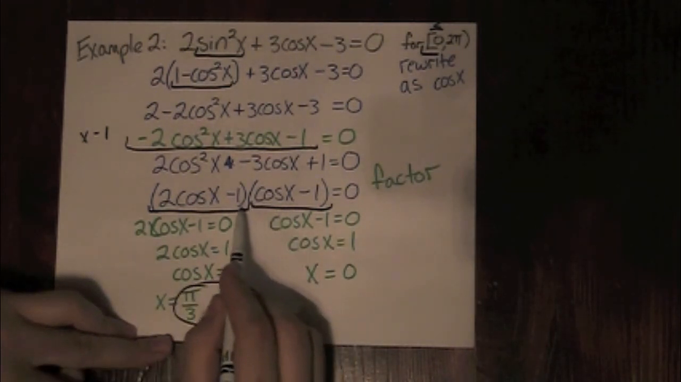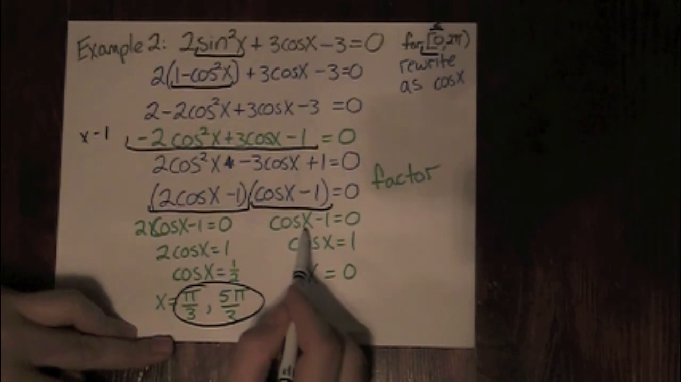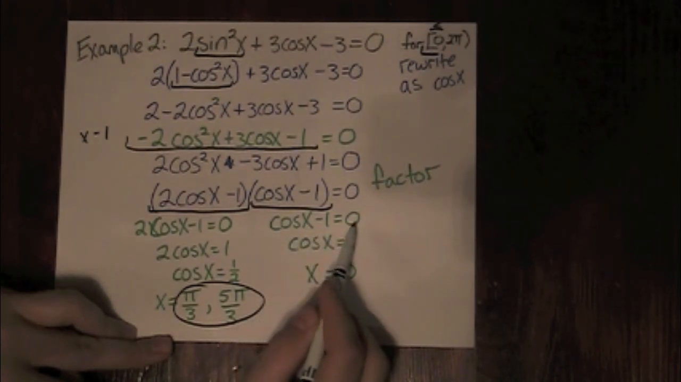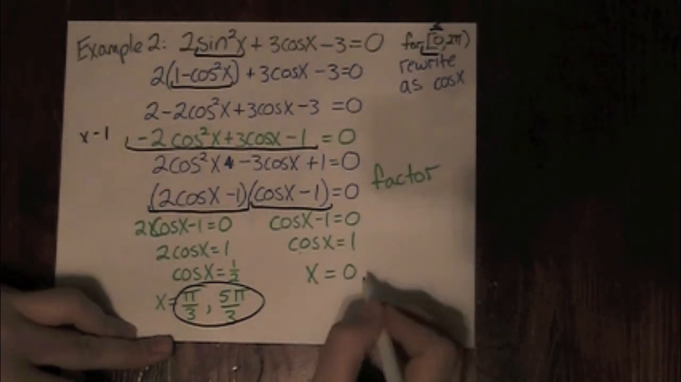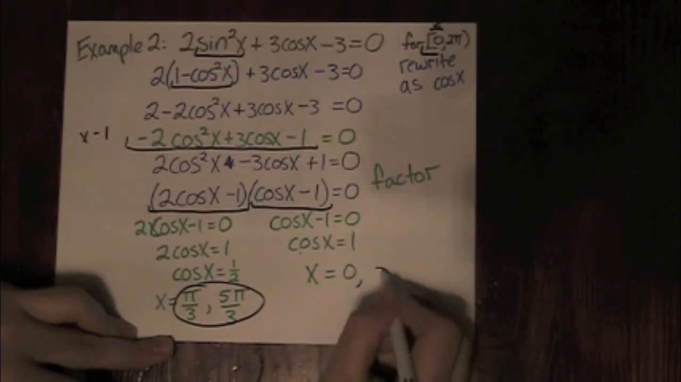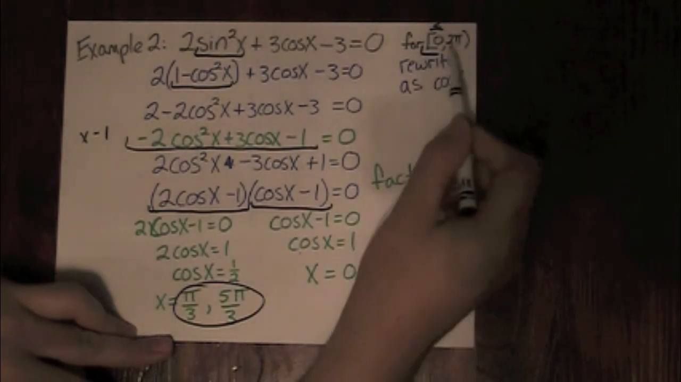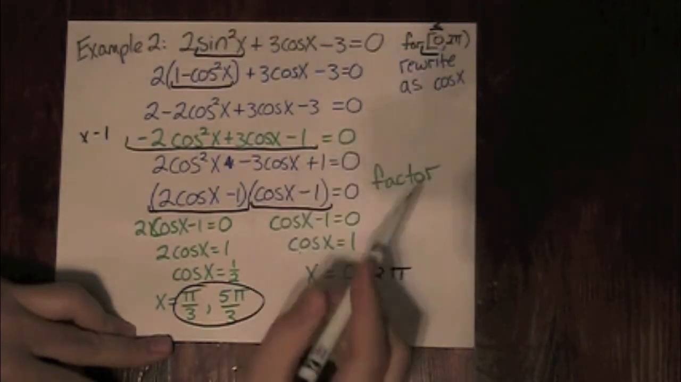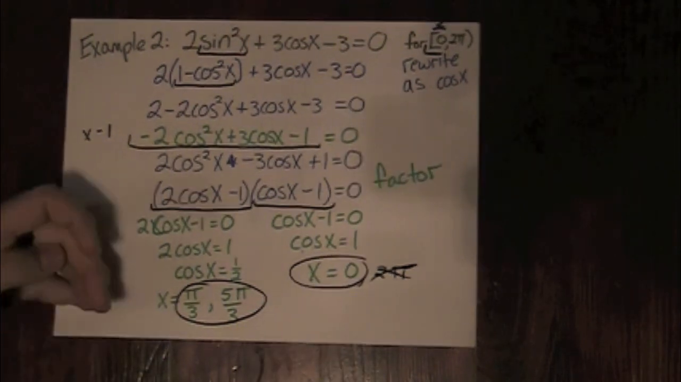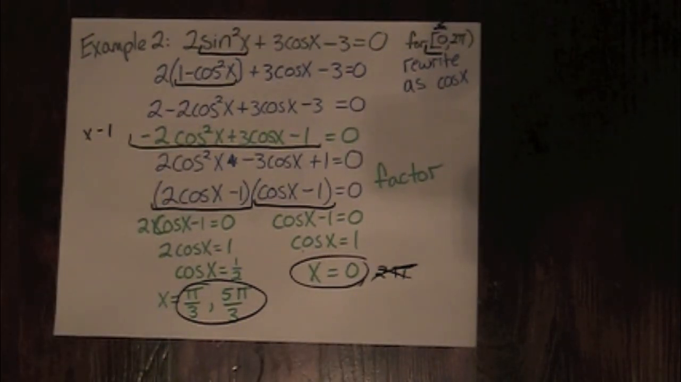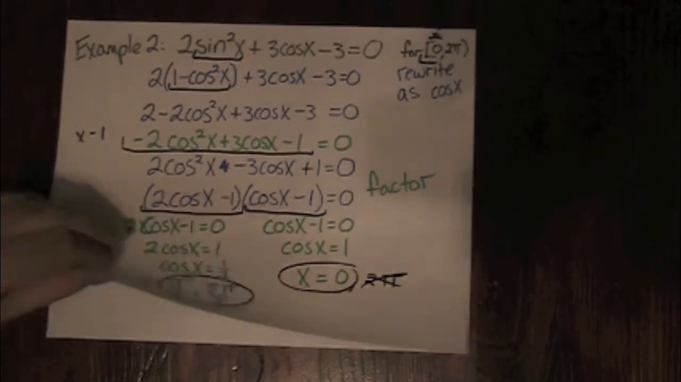The third solution is going to come from the right side. Cosine of x minus 1 equals 0. If I isolate cosine of x, cosine of x equals 1. This would happen at 0 or 2 pi. Because our interval includes 0 but not 2 pi, I only care about x equals 0. Those are our three solutions.